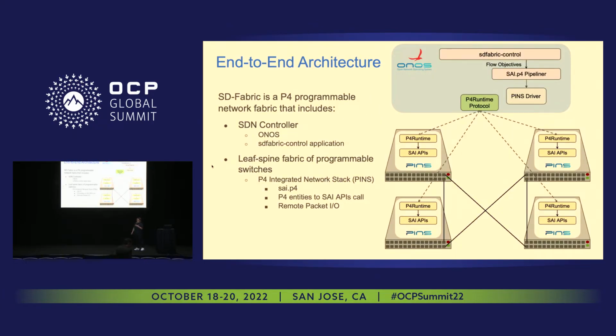Here is the end-to-end architecture. At the very top layer, we have ONOS. ONOS is an open source controller that is hosted by Open Networking Foundation. It has several apps installed. SD-Fabric Control app sees all the topology. It knows the links and all the network statistics. So it can calculate the routings and the weights of the WCMP, and it pushes them down as a P4 entity down to the switches. Here we have a 2x2 fabric of leaf and spine, and we are running PINS as an operating system.